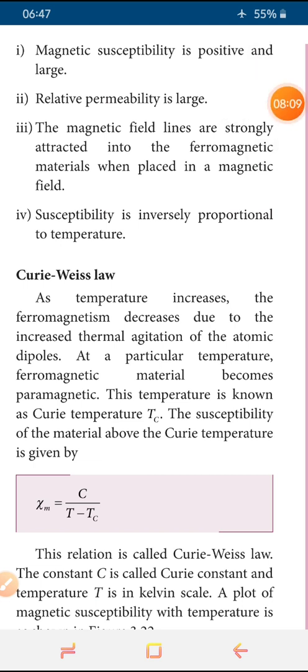The third property is that the magnetic field lines are strongly attracted into the ferromagnetic material when placed in a magnetic field. The fourth one is that susceptibility is inversely proportional to temperature. Susceptibility increases when the temperature decreases, and vice versa. So these are all the properties of ferromagnetic materials.